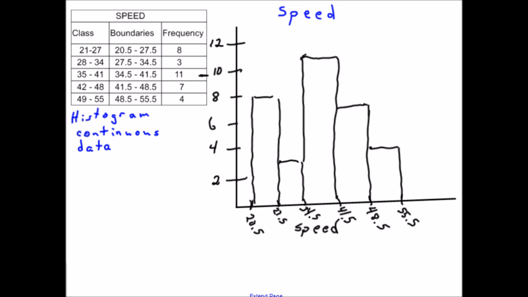Make sure that when you're using continuous data, that you are using a histogram rather than a bar graph, that you make those touch, that the edge of your classes are in fact the boundaries themselves, not the class sizes, not the 21 and then the 28, but the actual boundary values.